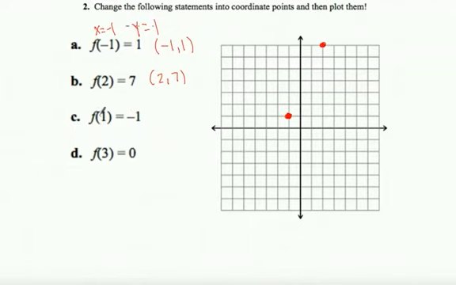For C, same thing. So we've got f of 1 equals negative 1, which means we plugged in 1, we got out negative 1, so our input was 1, our output was negative 1. So to plot that one, go over 1, go down 1, and put a point. And then D, f of 3 equals 0, so we plug in 3, we get out 0, which makes the point (3, 0). So we go over 3, don't go up any, put a point, and we're finished.